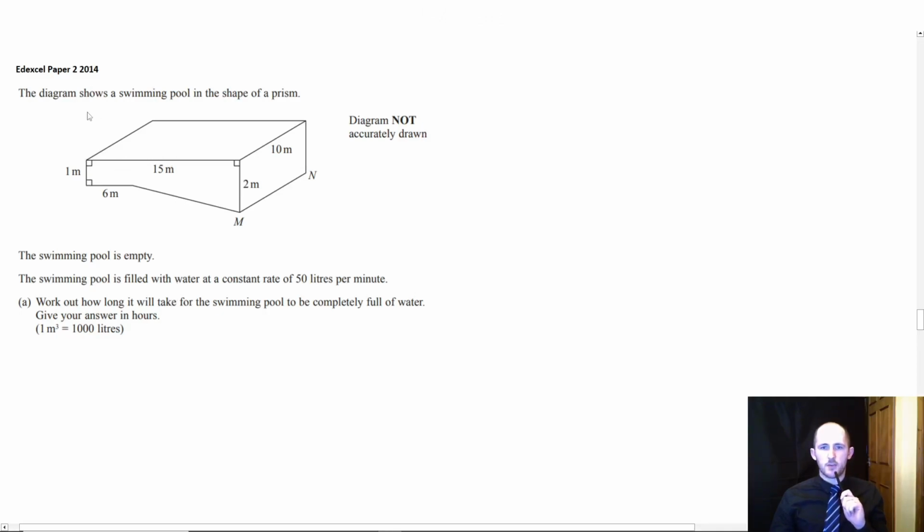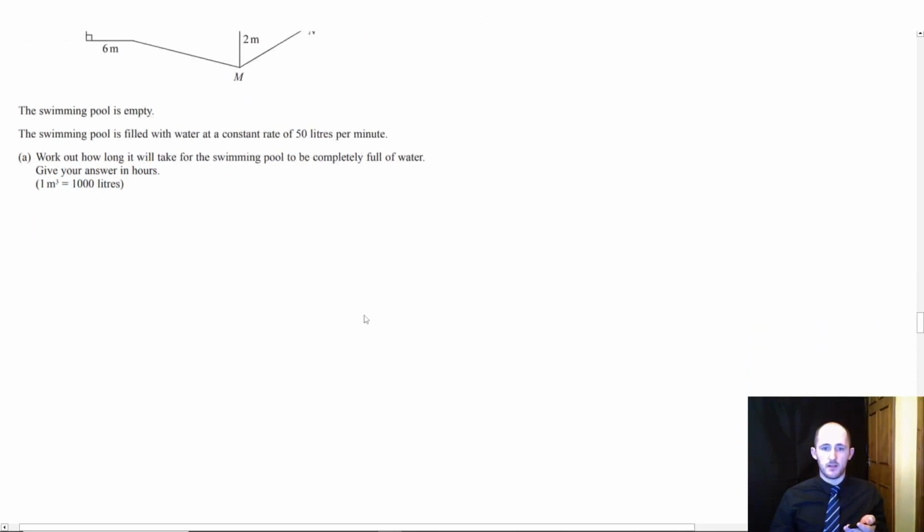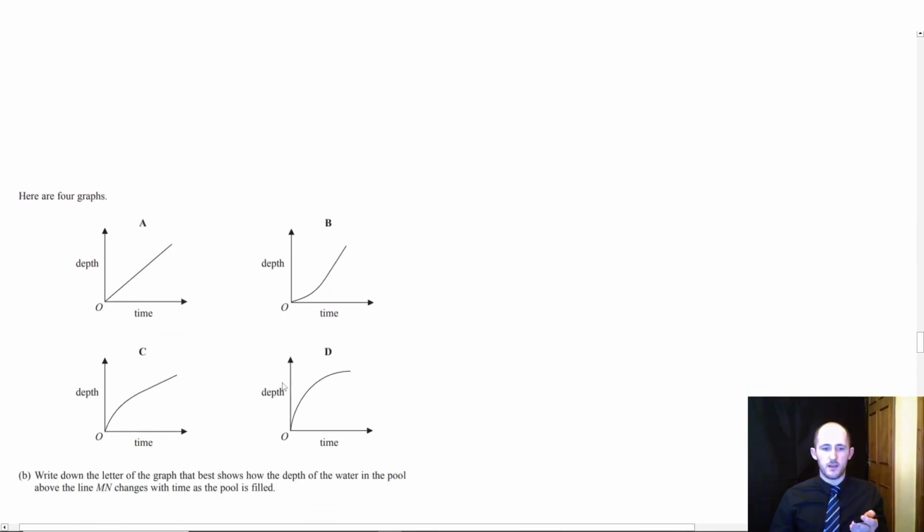Anyways, so you have this swimming pool. It gives you this shape. It's a prism. So you need to work out essentially how long it would take for the swimming pool to be completely full. We can skip this part and move straight onto this one.